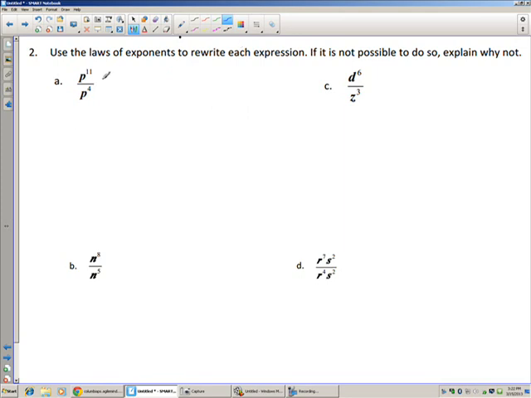We have 11 p's on top. We have 4 p's on bottom. So the 4 on the bottom will kill 4 on the top. 11 minus 4, in other words, will leave us with 7 p's on top. Okay? So in the end, we have p to the 7th power. Let's go down to part B. Well, we have 8 n's on top. We have 5 n's on the bottom. 5 on the bottom kill 5 on the top. That leaves us with 3 on top, so n to the 3rd.